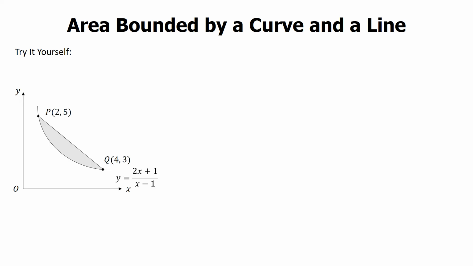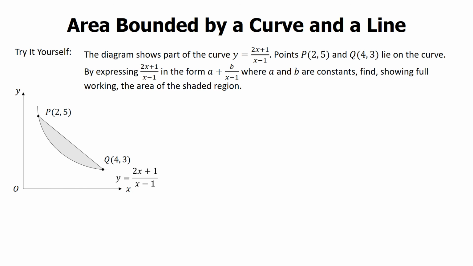Alright, now you can try this example yourself. Given this diagram, the diagram shows part of the curve y equals (2x plus 1) over (x minus 1). Points P with coordinates 2 and 5 and Q with coordinates 4 and 3 lie on the curve. By expressing (2x plus 1) over (x minus 1) in the form a plus b over (x minus 1), where a and b are constants, find, showing full working, the area of the shaded region. You can pause the video and try to solve it yourself.